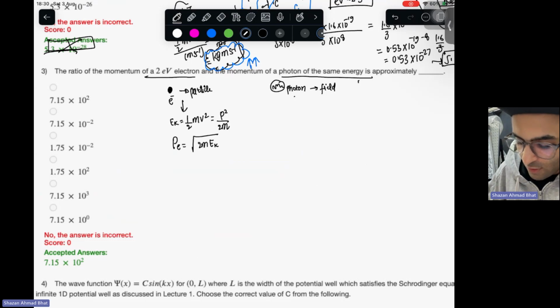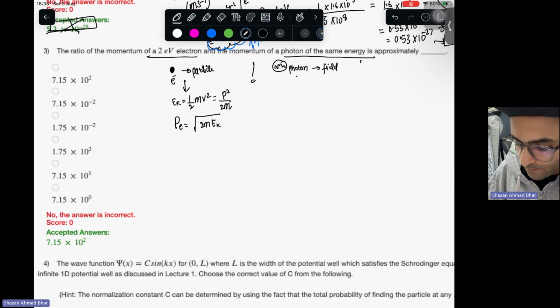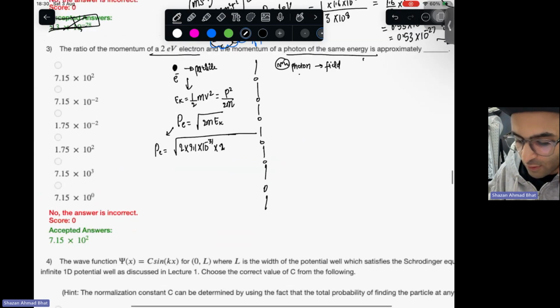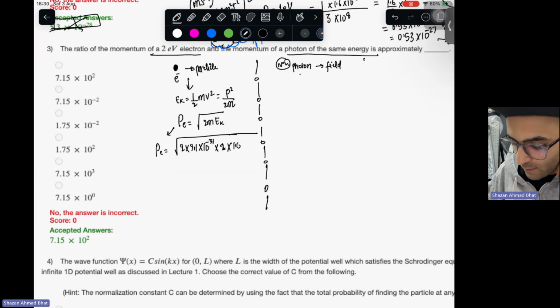where K is basically given as two electron volts. So you can write the electron momentum to be equivalent to under root of 2 into 9.1 into 10 to the power minus 31 kg into 2 electron volts. Again, you need to convert everything to SI units, and you don't want to mess up with the units here. So it has to be converted into joules. So you need to multiply it with 1.6 into 10 to the power minus 19 joules.